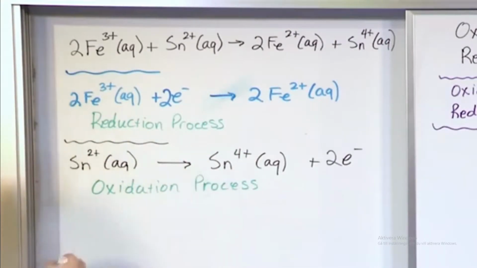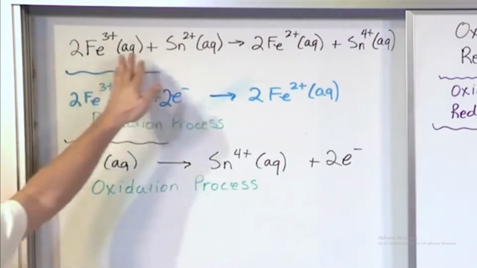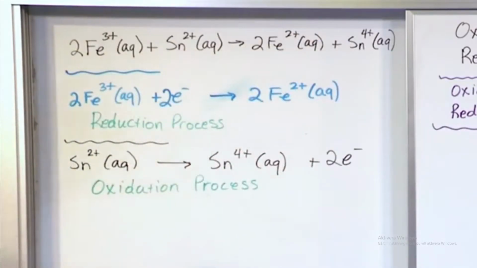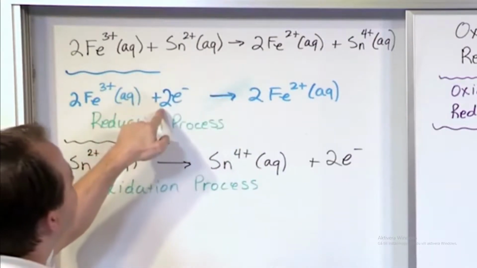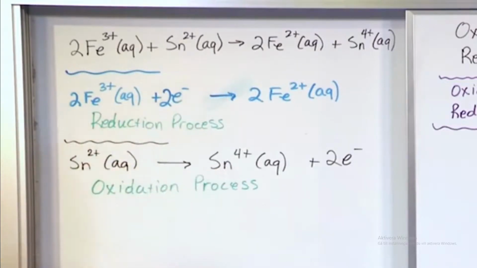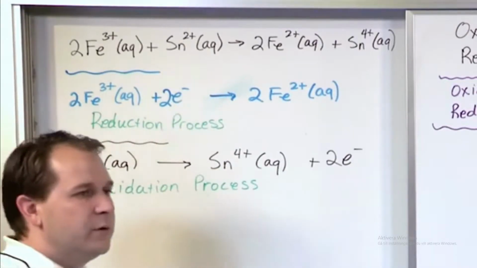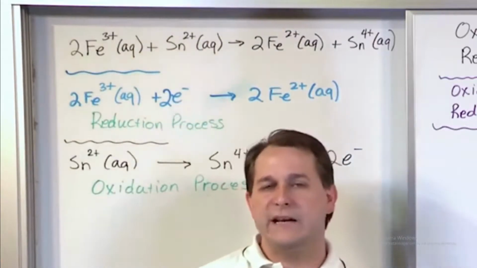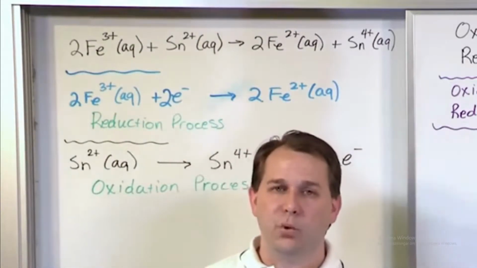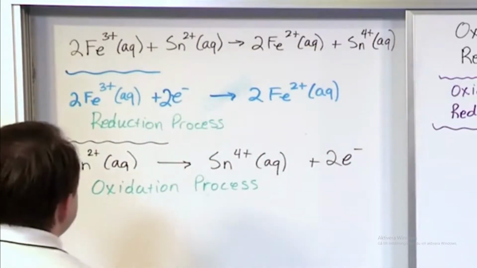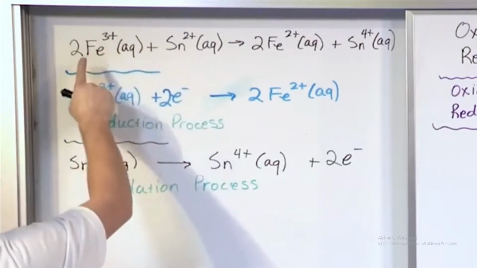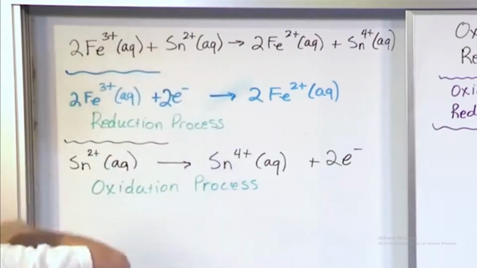So if you have a test, you might be given a reaction like this, and you might be asked to write the half reactions. Tell me which half reaction is the oxidation half reaction and which is the reduction process. So now you know enough to figure out: this is gaining electrons, so it's reduction. This is losing electrons, so it's oxidation. Now what if I ask you, what on the board here is the oxidizing agent, and what on the board here is the reducing agent?